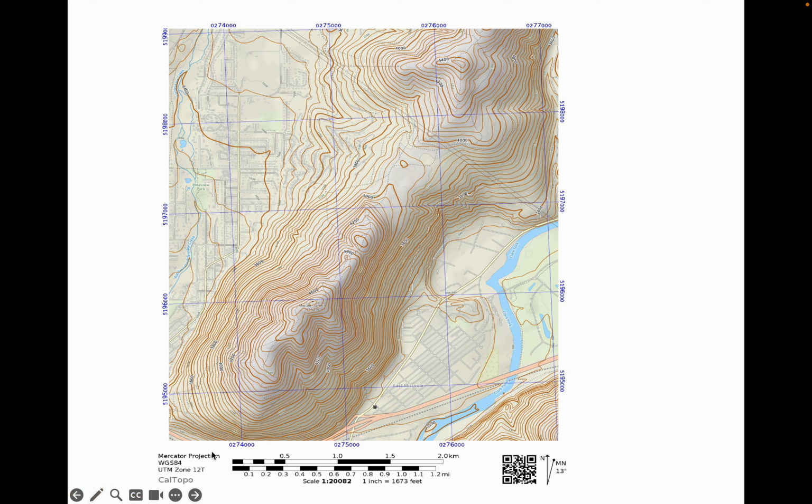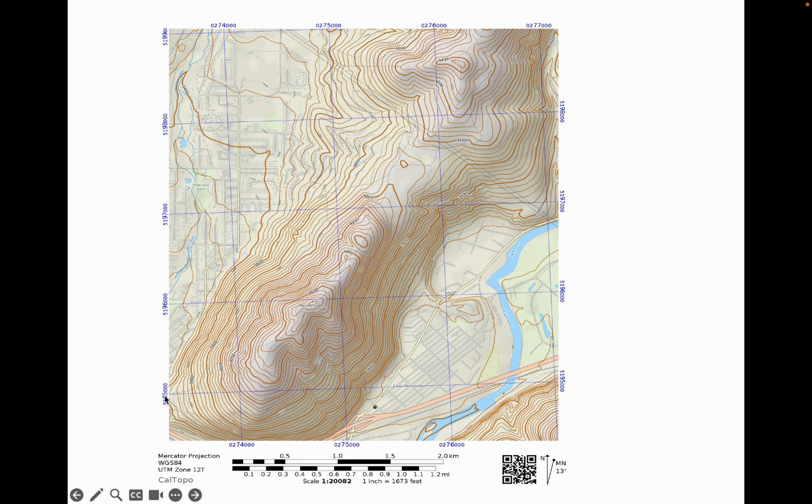So let's just figure out how to read this, and then we'll talk about what it means. This is 274 kilometers, or 274,000 meters. This over here is 275,000, 276,000. So how many meters is it from here to here? It's 1,000 meters, or a kilometer.